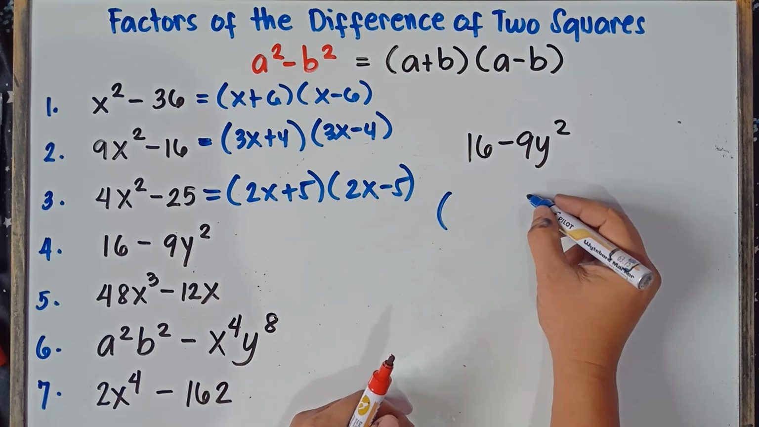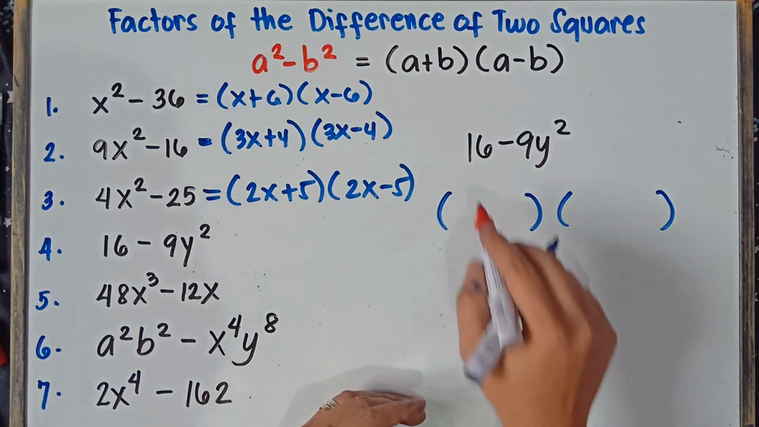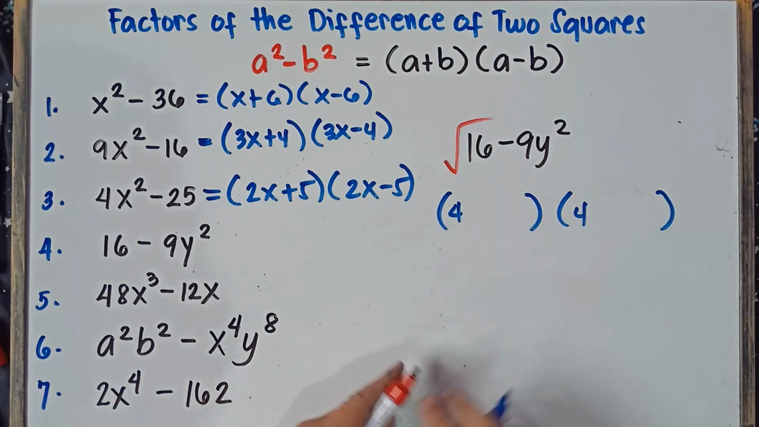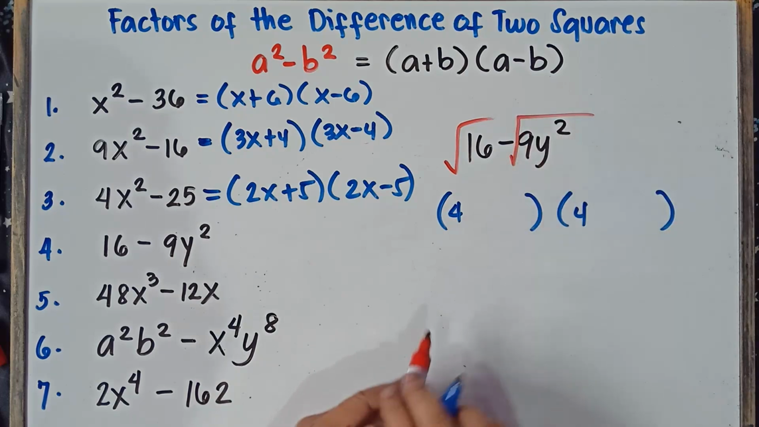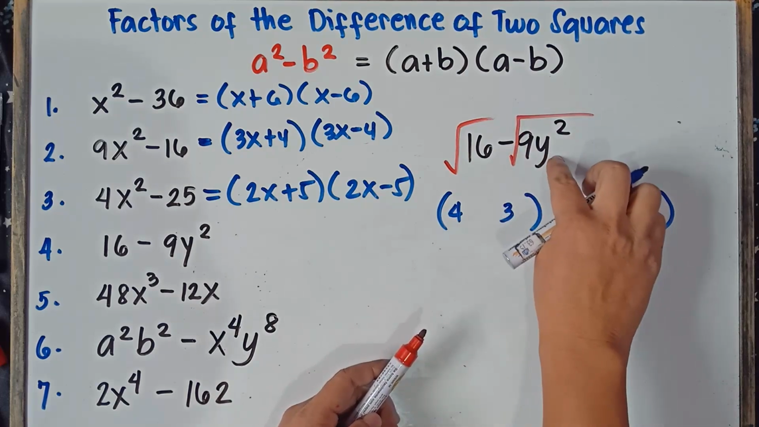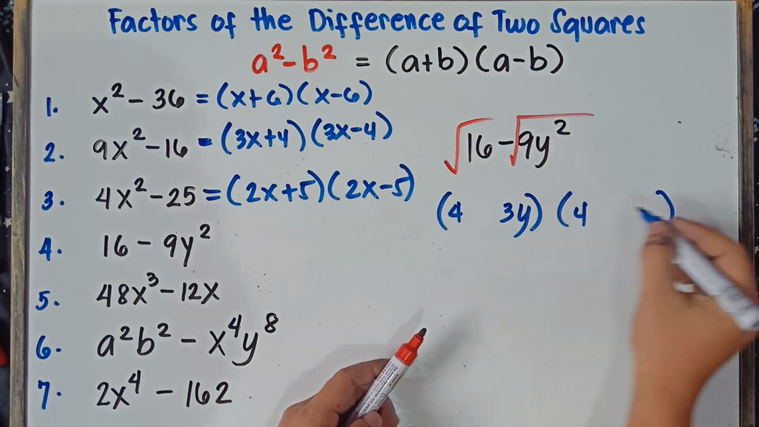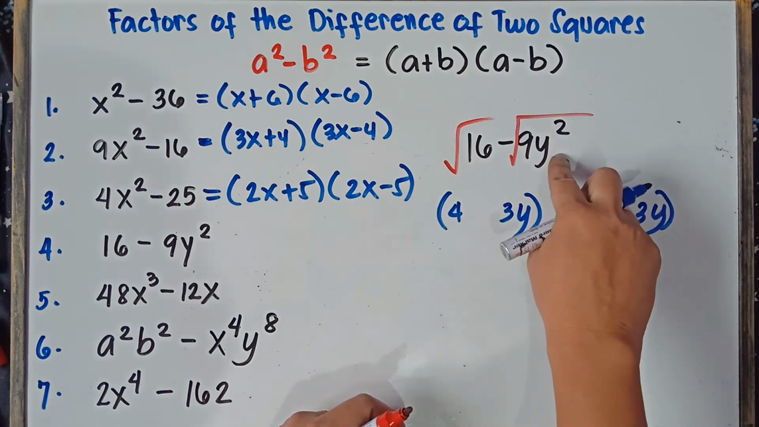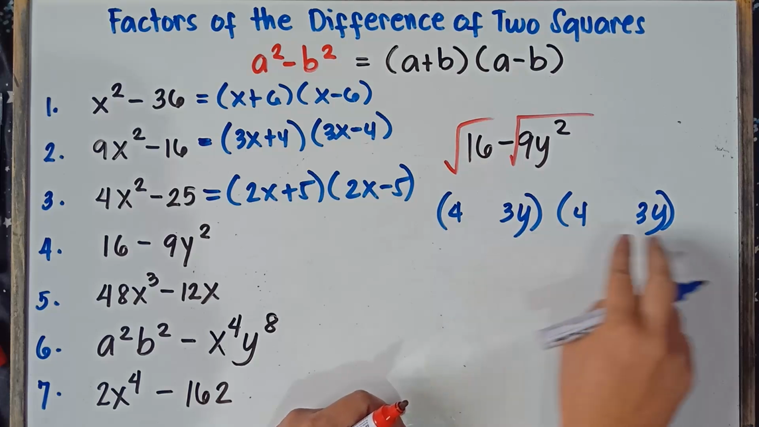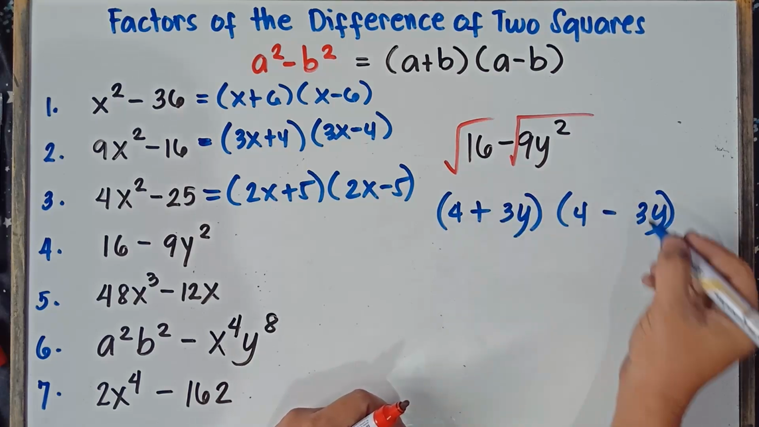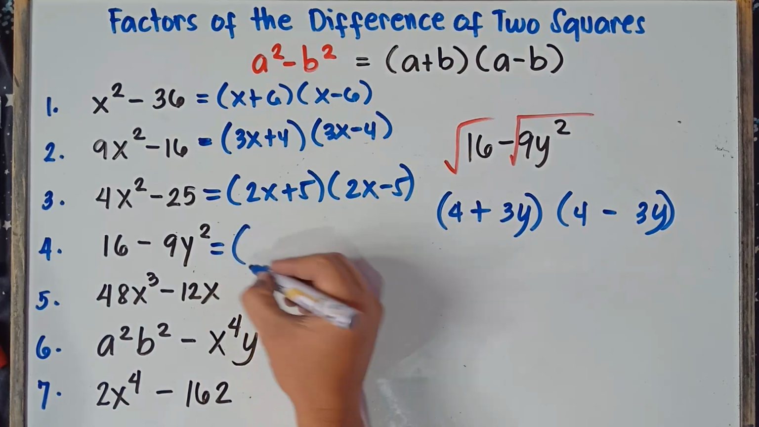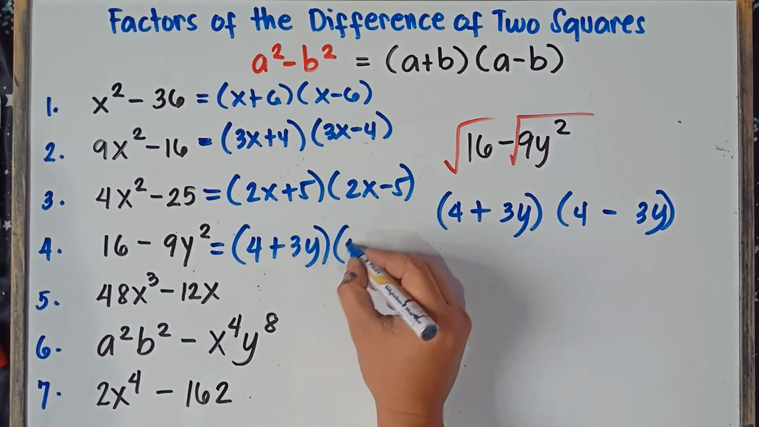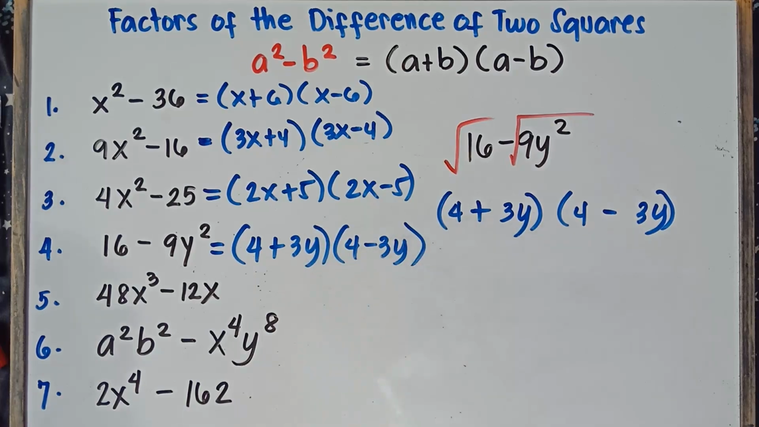So we need to put 2 parentheses and simply get the square root of the first term, the square root of 16, that would be 4. Simply get the square root of the second term, the square root of 9, that would be 3. The square root of y squared, that would be y. So we have 3y. Then put plus and minus sign. So the answer, we have 4 plus 3y. The other one, we have 4 minus 3y.